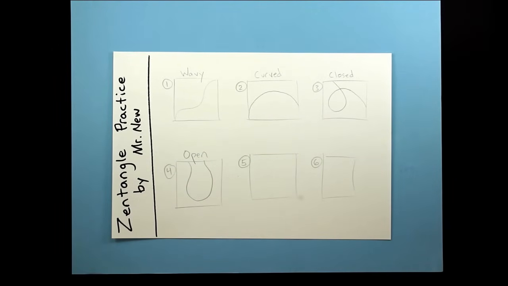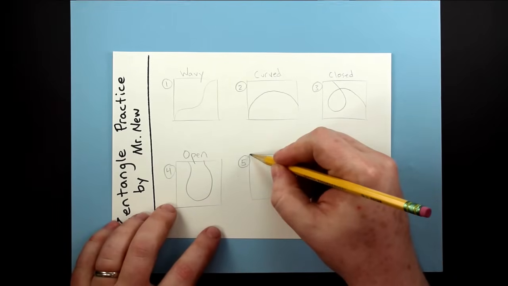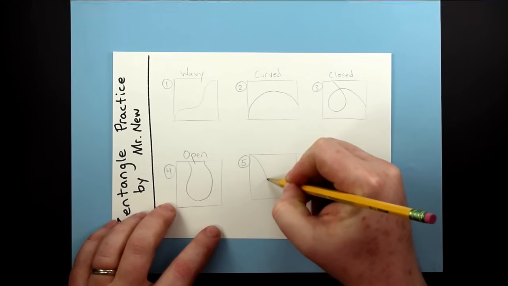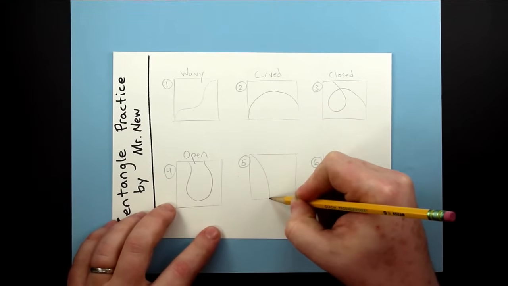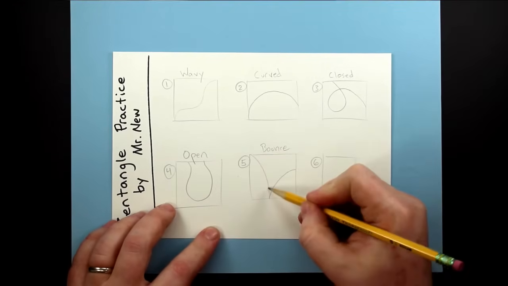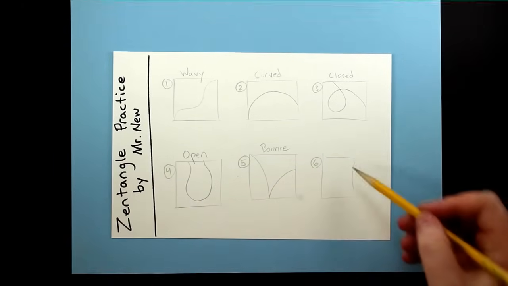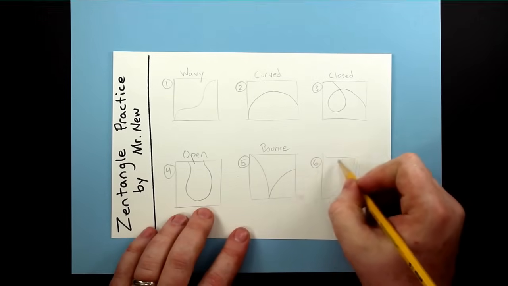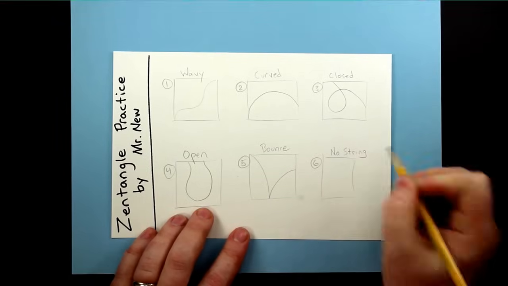And the fifth and final type of string that we're going to create is something that I call a bouncing string. I call it that because we come down, hit an edge, and then bounce off at a really sharp angle. You notice it makes a really tight little V here, a really sharp angle. And then again, we're going to leave number 6 with no string.